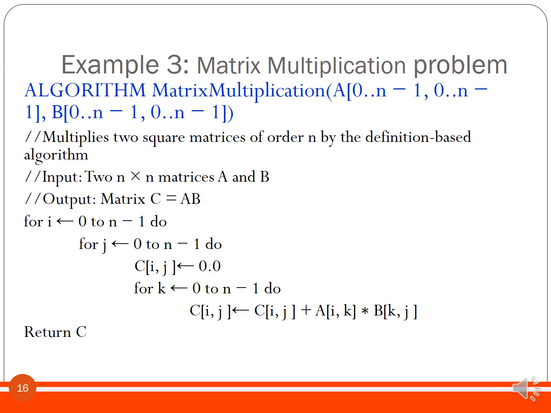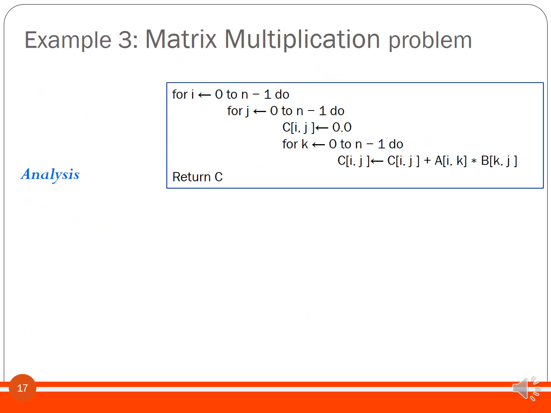Now consider the matrix multiplication algorithm. Three nested loops are used. The outer loop selects the row, the middle loop selects the column, and the inner loop performs multiplication and addition. The result is stored in the output matrix. Analysis of matrix multiplication. The input size is the matrix order n. The basic operations are multiplication and addition inside the innermost loop.